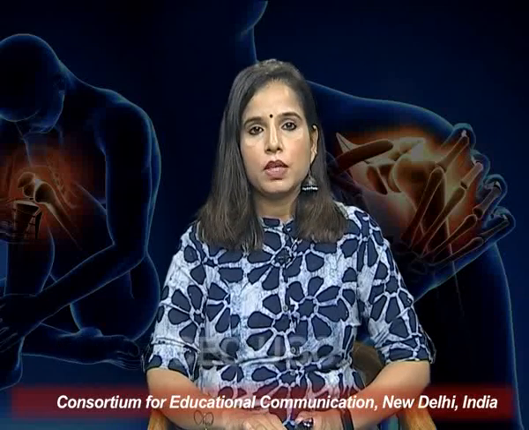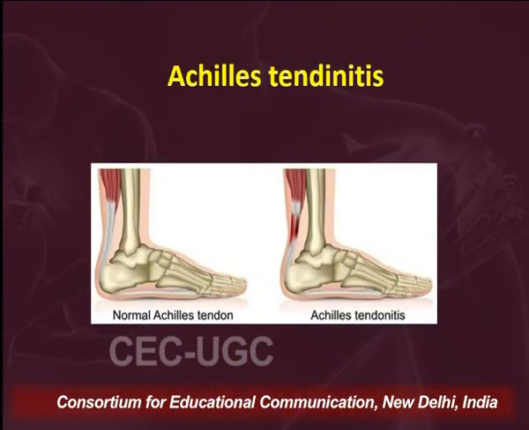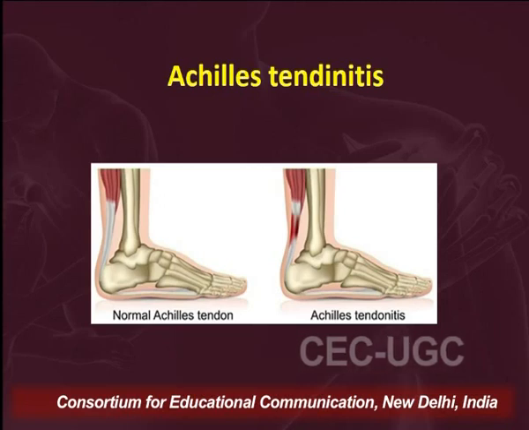It can happen when you land awkwardly, when jumping or pivoting, when walking on an uneven surface, or when someone else lands on your foot. People who play sports in which there is a lot of pivoting, such as volleyball and basketball, are at risk of ankle sprain. Now, Achilles tendinitis, we can see in the picture the normal Achilles tendon and the inflamed Achilles tendon.